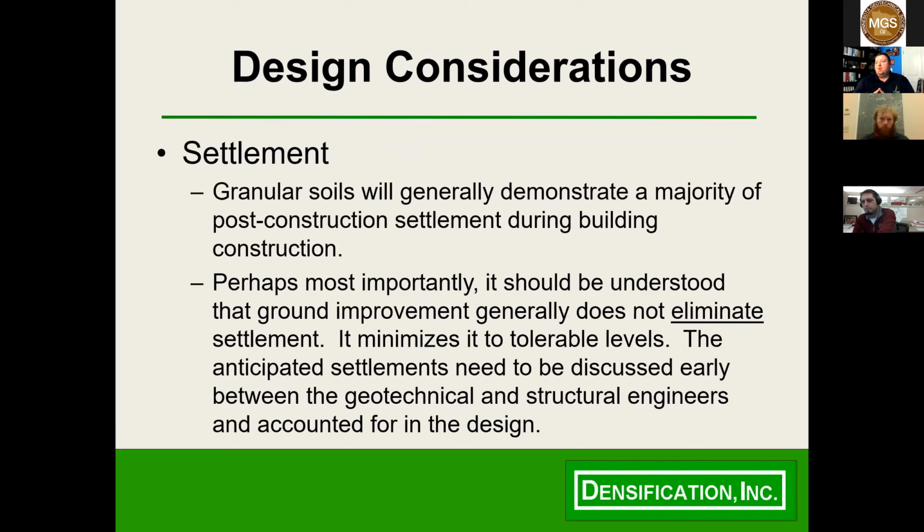All right, so from a settlement standpoint, with granular soils, we know that the majority of the post-construction settlement happens as the building's going up, compared to more compressible soils that are going to settle over the longer term. The thing to remember, and I know I'm probably preaching to the choir if I'm talking mostly with geotechs right now, is ground improvement doesn't eliminate settlement.